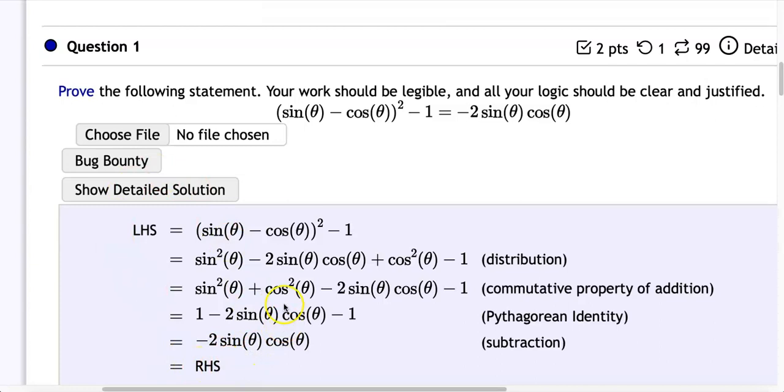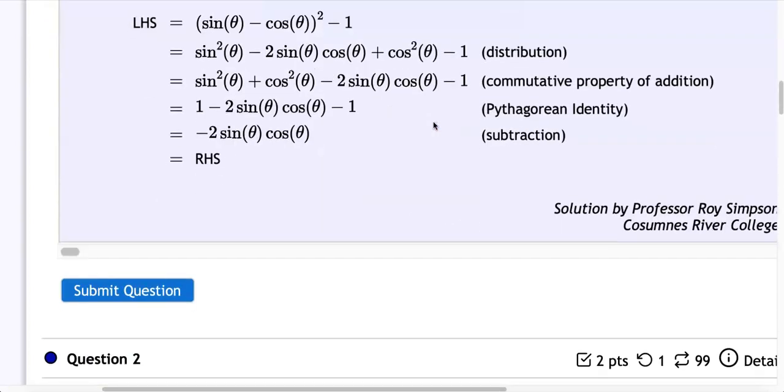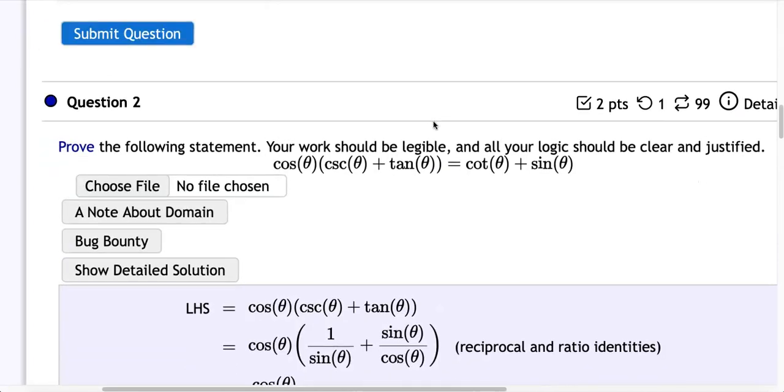This is a different way of presenting a proof. This is an acceptable way of presenting a proof, but on the test I will still be drawing this vertical line underneath the equal sign. Okay, so next we are going to go on to question number 2.